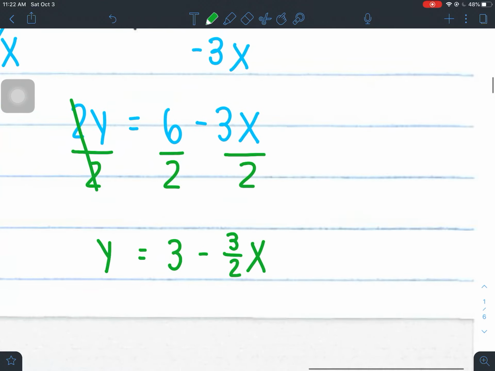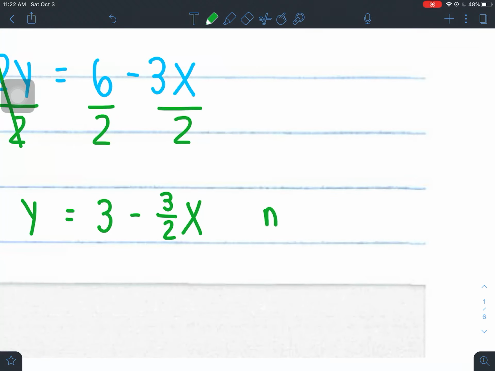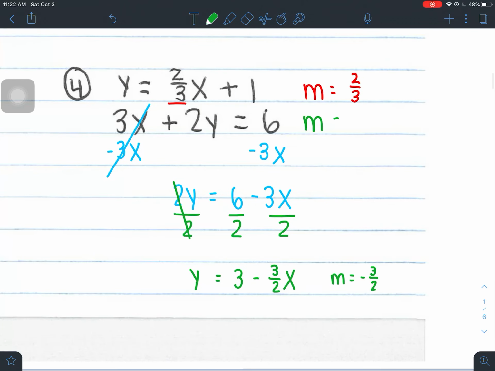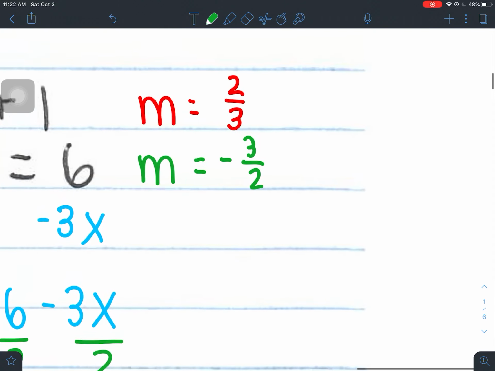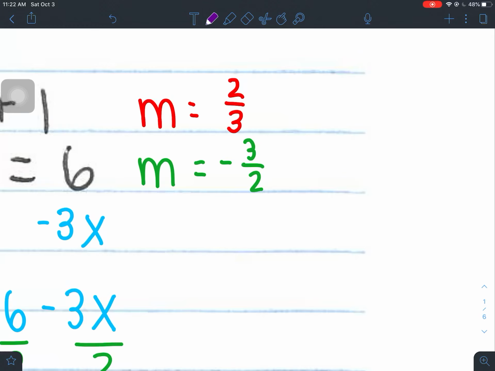So why did I do this? Remember, I'm trying to get y by itself so I can determine what the slope is without having to accidentally call it 3, because it's not 3. So what is our slope here? Our slope here is negative 3 over 2. So looking at the two slopes that we have, negative 3 over 2. Looking at these two slopes, would you say that they're perpendicular to each other? Would these two lines be perpendicular? The answer is yes. They are perpendicular to each other.